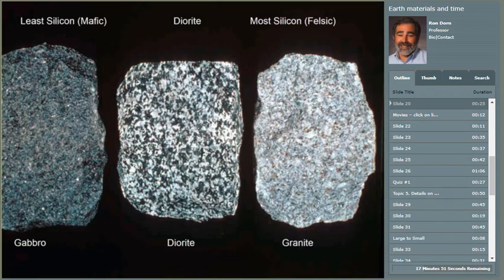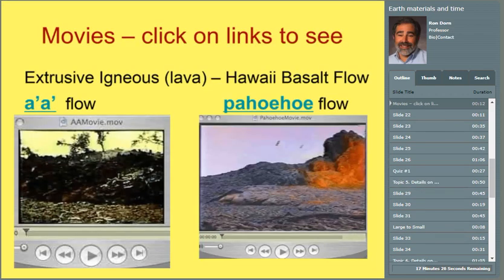So as you move from mafic, less silicon, more iron and magnesium, to felsic on the right-hand side, more aluminum and silicon, more quartz, you change the color from mafic being dark and felsic being light. And although these images show intrusive igneous rocks, the same color change occurs for the extrusive igneous rocks. Click on the two different links, Pahoehoe and A'a, to see short clips about these very different types of basalt flow textures that are actually the exact same rock chemistry.